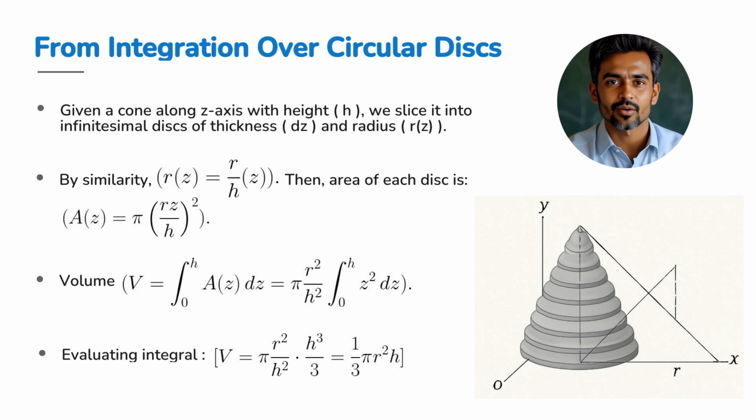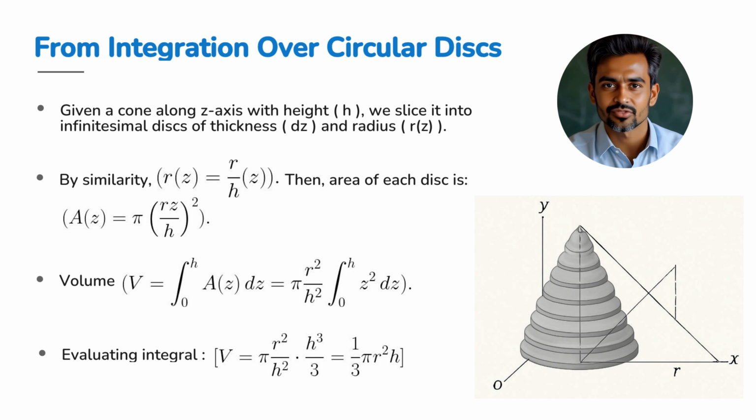Let's understand why the volume formula for a cone works by slicing the cone into very thin circular discs stacked along its height. Imagine the cone stands upright along the z-axis with height h. We slice it horizontally into super thin discs, each having a tiny thickness dz. At height z above the base, the radius of that particular disc is r(z).